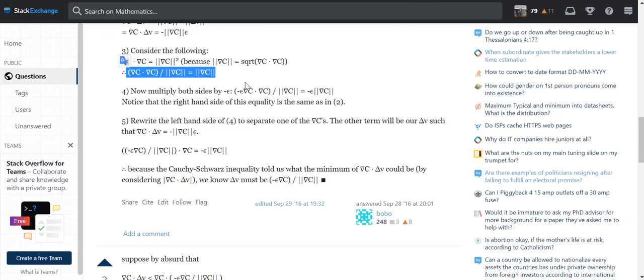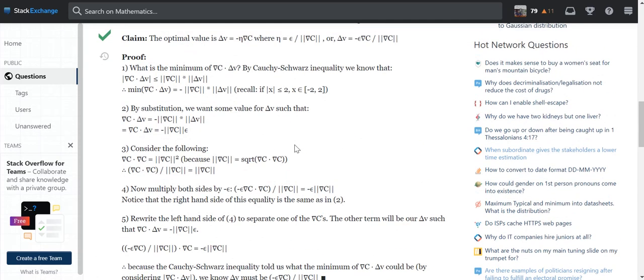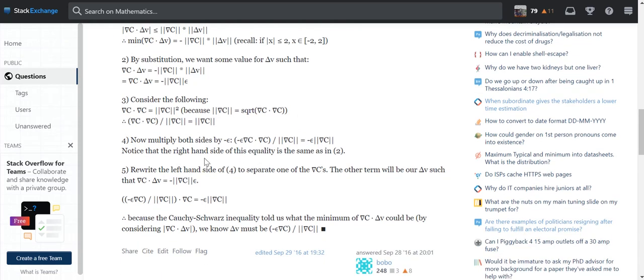Once you multiply by negative epsilon on both sides, you will get negative epsilon times this term, which is the norm of the gradient of C. And this might seem familiar, right? Because this is what we're trying to show. Notice that the right hand side of the equality is the same as that in equation 2. So you've basically attained this same term in both of these places. So now you can equate these two terms.